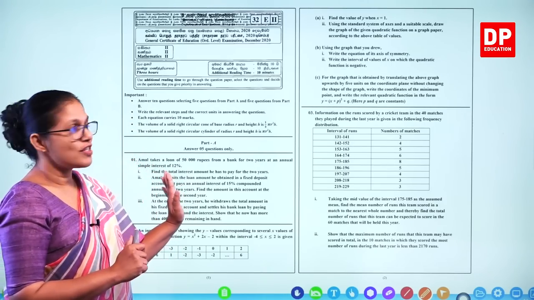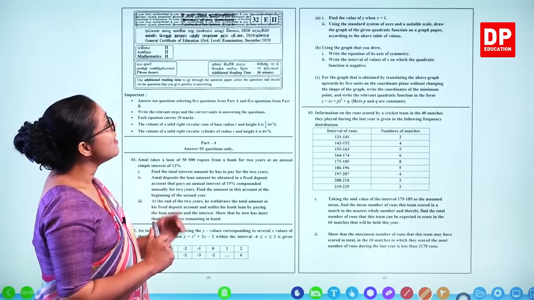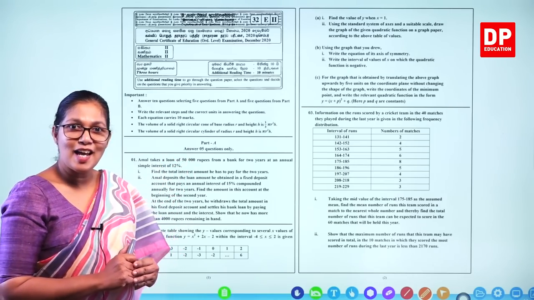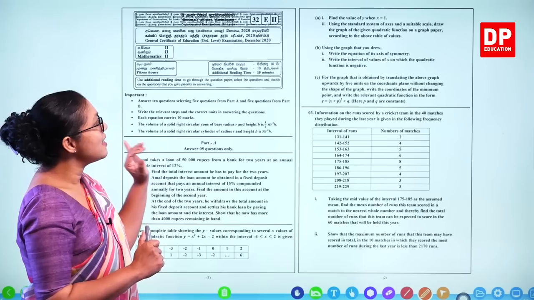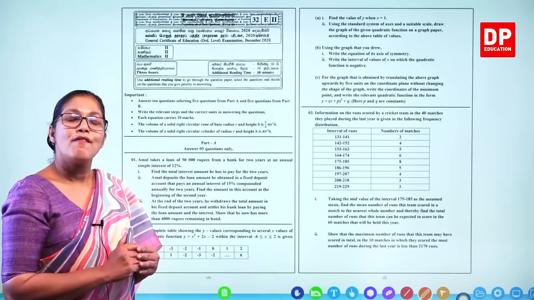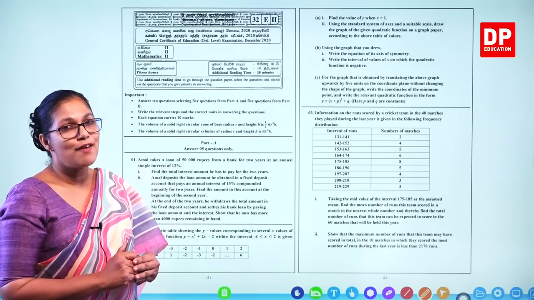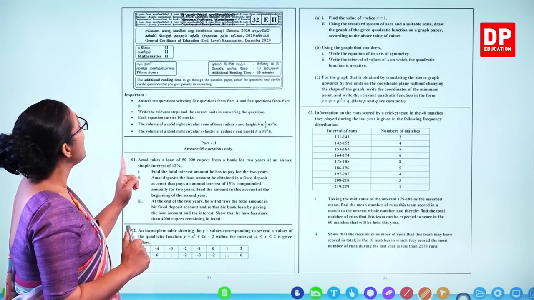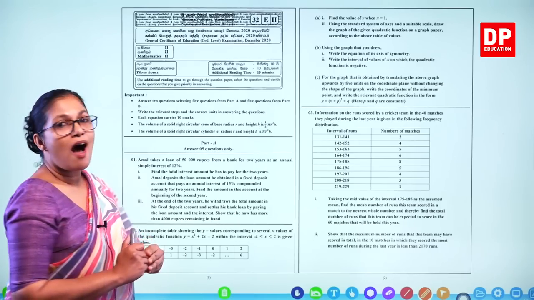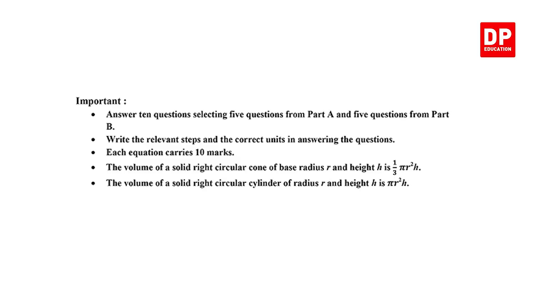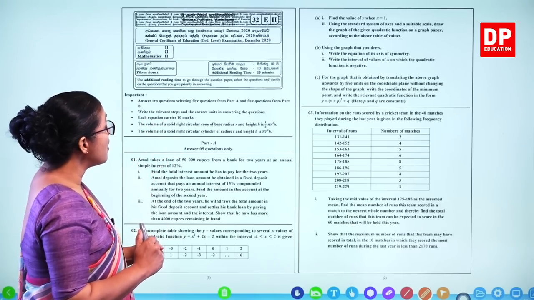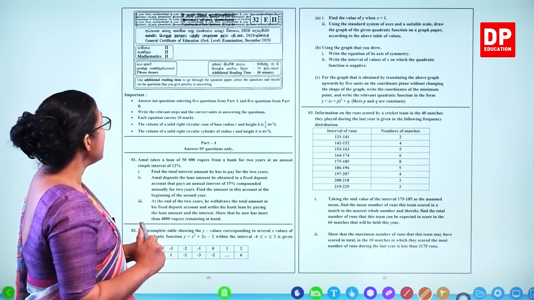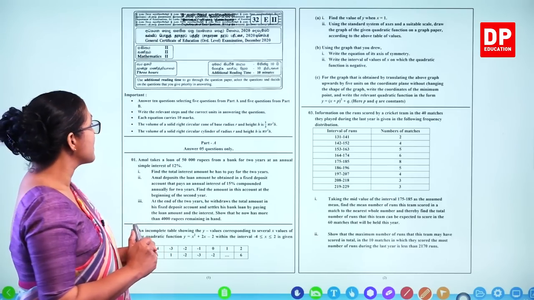First, read the instructions. You are getting an additional 10 minutes reading time. So make sure when you get that time, you select 5 questions from part A and 5 questions from part B. And for the whole paper, you get 3 hours. Answer 10 questions, selecting 5 questions from part A and 5 questions from part B. Write the relevant steps and the correct units in answering the questions. Each question carries 10 marks.